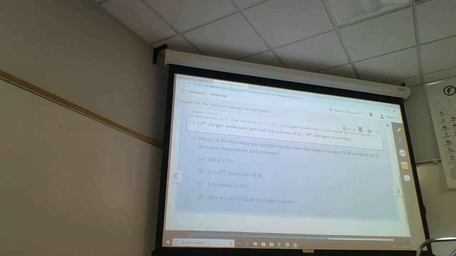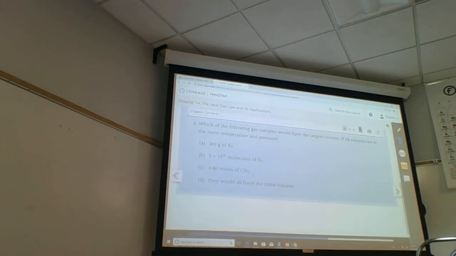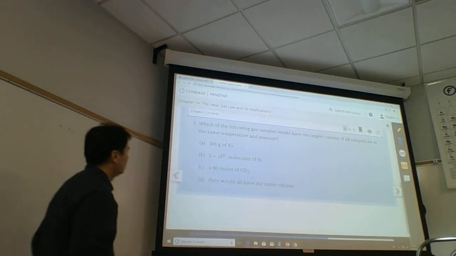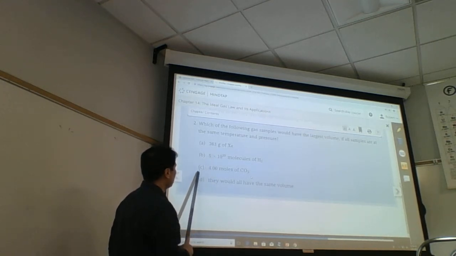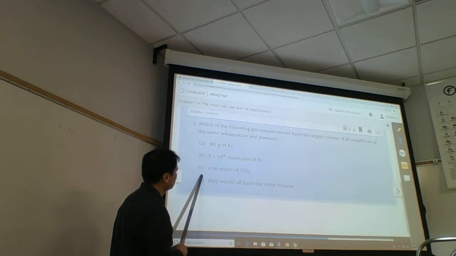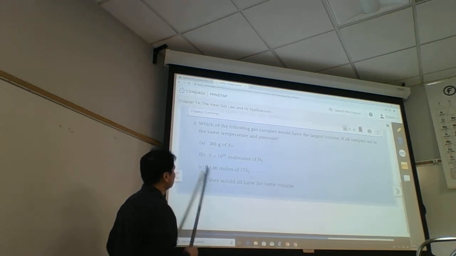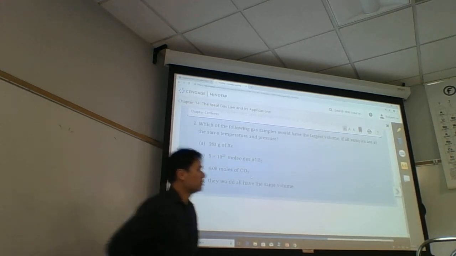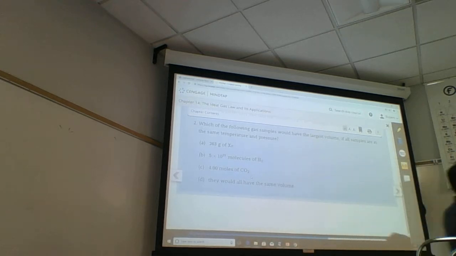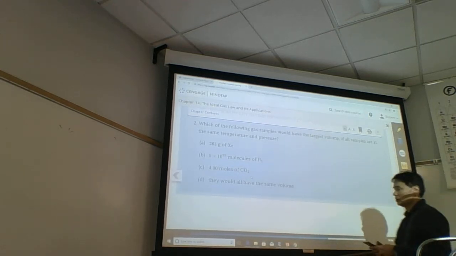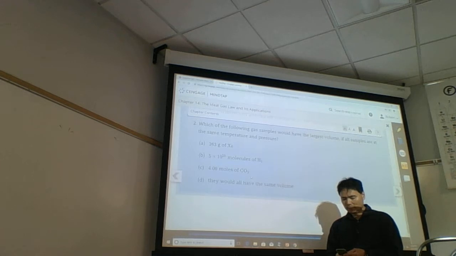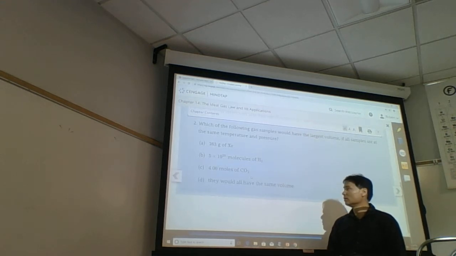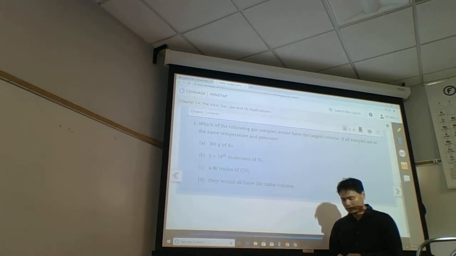This is Avogadro's. Which of the following gas samples would have the largest volume, if all gas samples are at the same temperature and pressure? So 263 grams of xenon, we got to figure out which one has the largest number of moles. If we look at the molar mass of xenon, it's 131.29. So for A, we got to figure out how many moles that is, or molecules. It's just easier, moles.